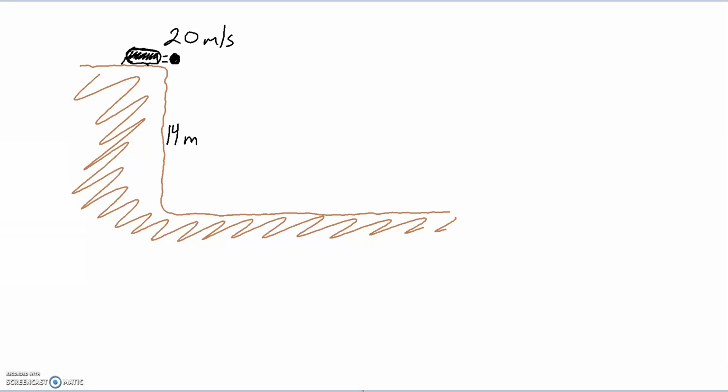Let's look at a projectile question where something goes straight off a cliff, 14 meters high, at 20 meters per second, and comes down to the ground. So it's being shot at 0 degrees. Now, the first thing that might be handy is to find the time.